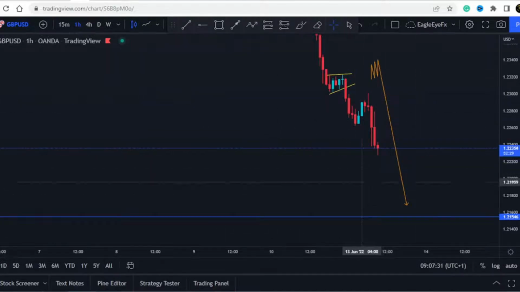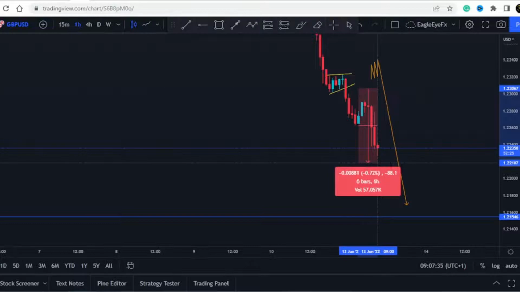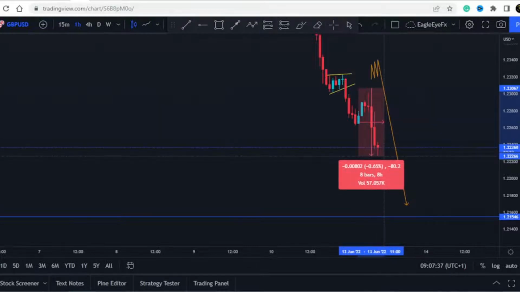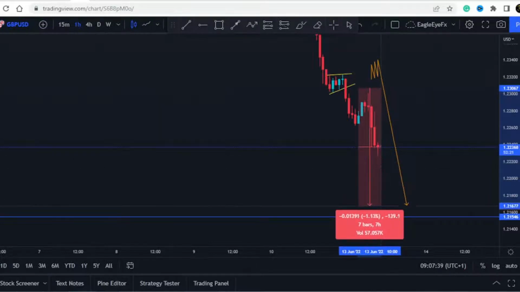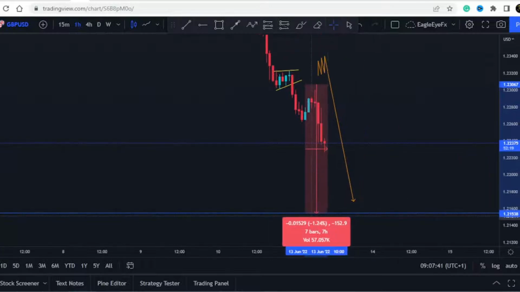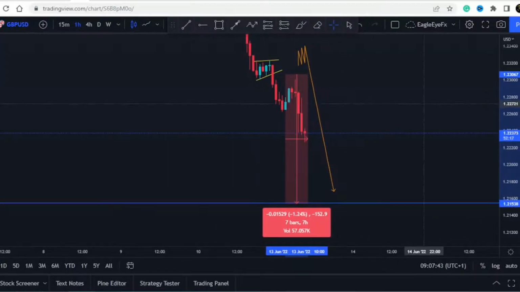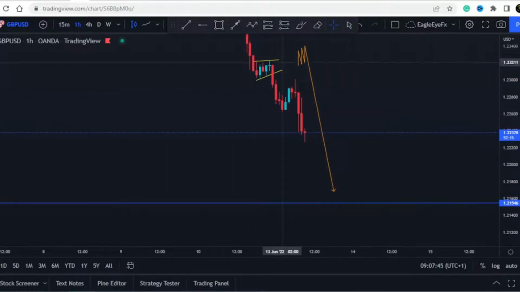You can see that this one also has already moved, almost 80 pips into profit. Definitely our target is here, which is 153 pips on GBP USD.